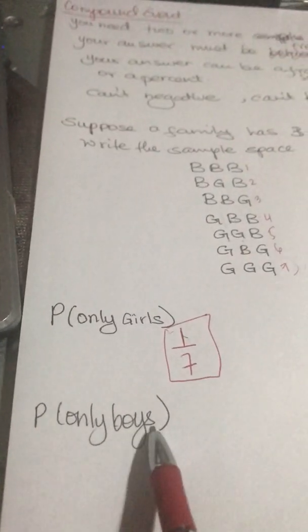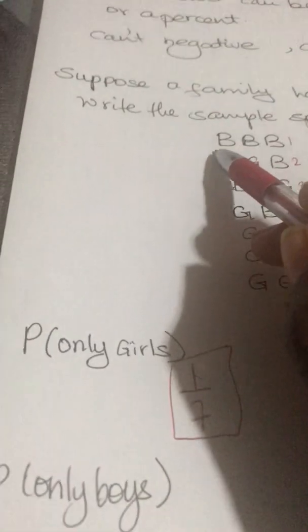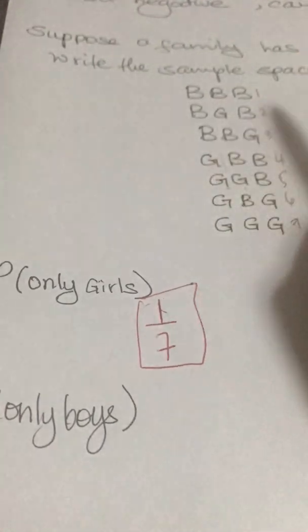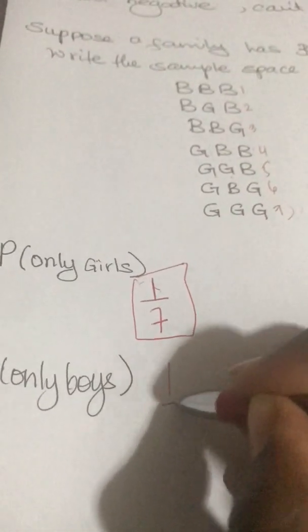The probability of only boys is this one. Only boys. Because here there is a girl, I can't choose that. All these other ones have girls. So 1 out of 7.